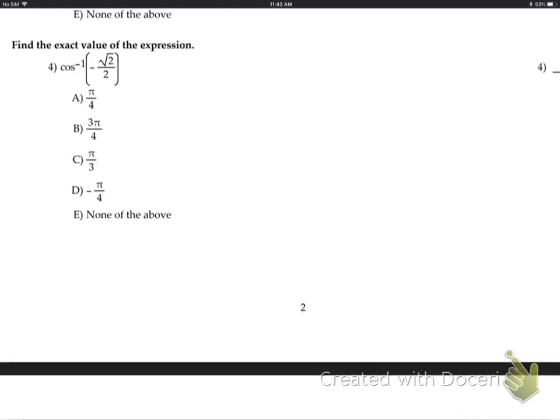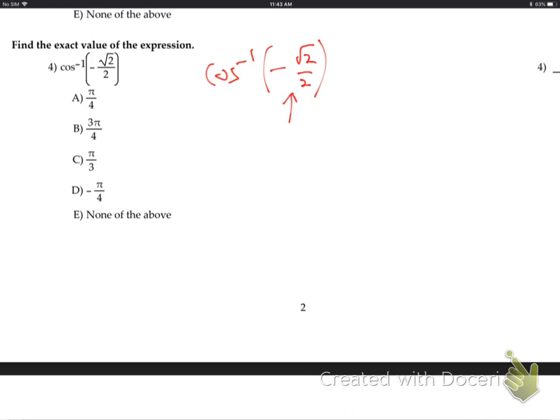So to number 4. Cosine inverse of negative root 2 over 2. So how do we find the cosine inverse of negative root 2 over 2? So it's cosine inverse, right? Couldn't you turn root 2 over 2 into like a 3? Good question.